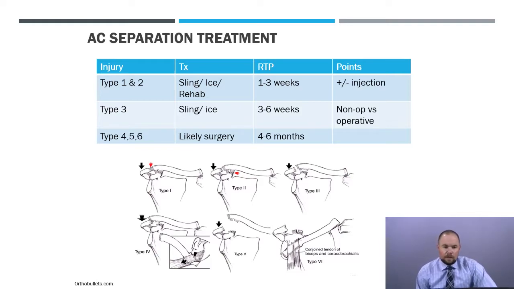In your higher grade injuries, again, you're going to want to put them in a sling, so the type 3 you'd sling. These are kind of a gray zone. Some people treat these operatively. A lot of them are treated non-operatively as well. And then the 4, 5, and 6 injuries where you're starting to get more displacement, those likely require surgery, and return to play guidelines would be much greater at 4 to 6 months.